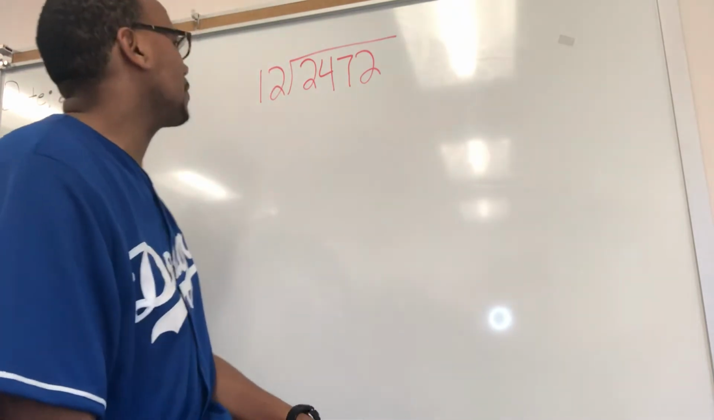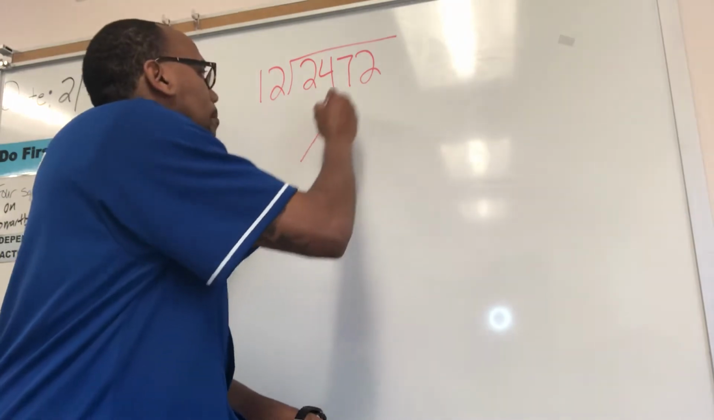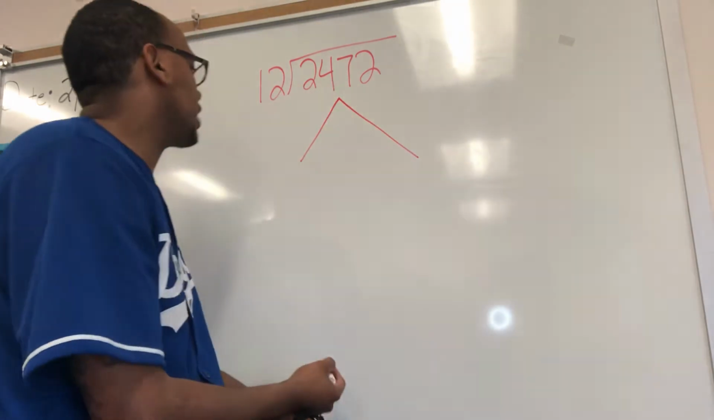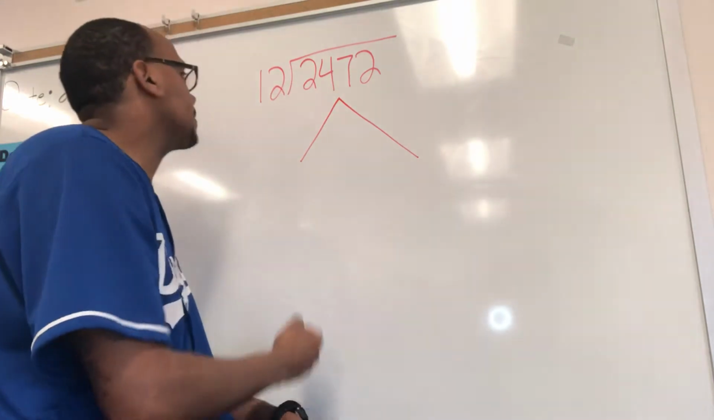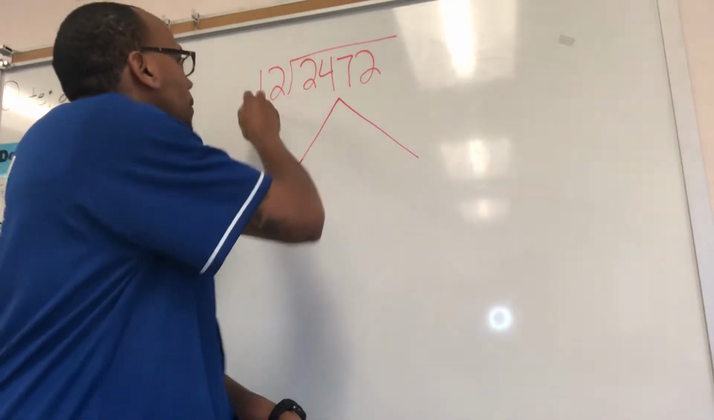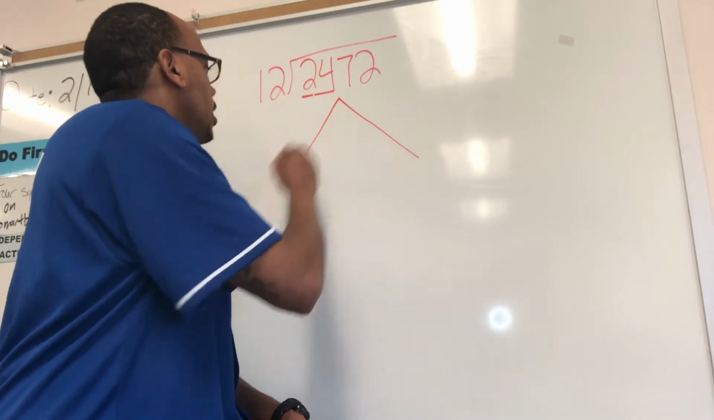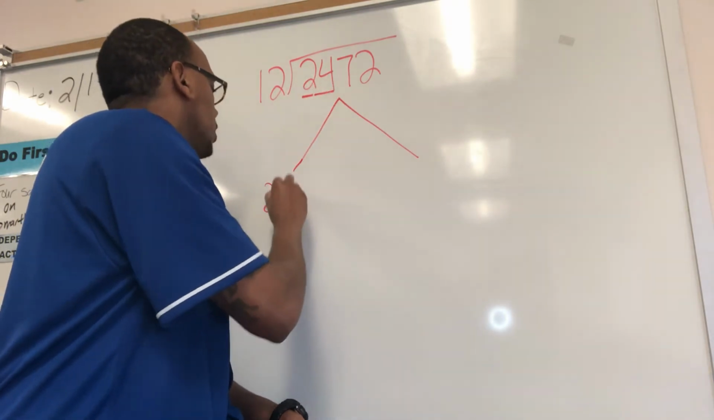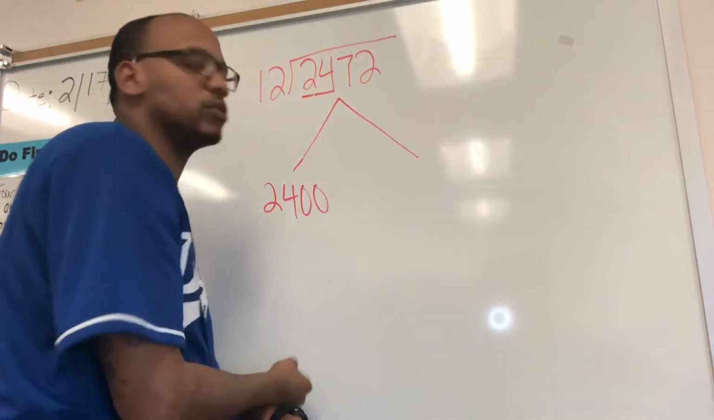So instead of doing this whole big problem at one time, I'm going to break it up into smaller pieces I know, or numbers that are more friendly, more compatible, right? Since I know my 12 facts, and I see that that's 24, so I'm going to break this up into 24, and then there's 2 spots behind it. I'm going to just put those as zeros.